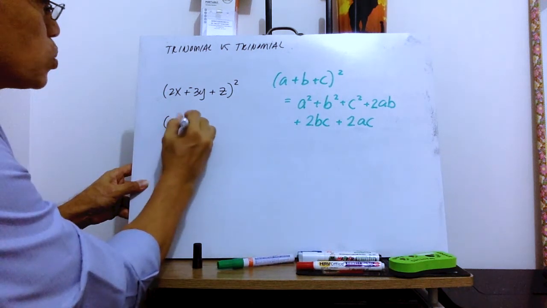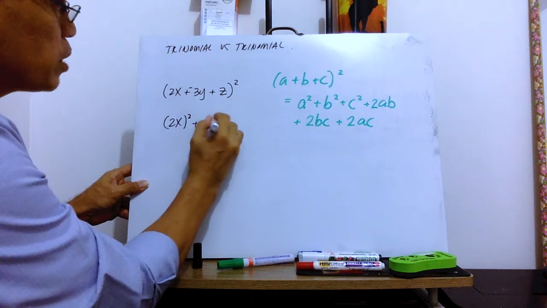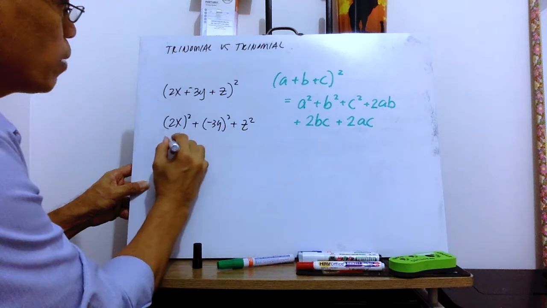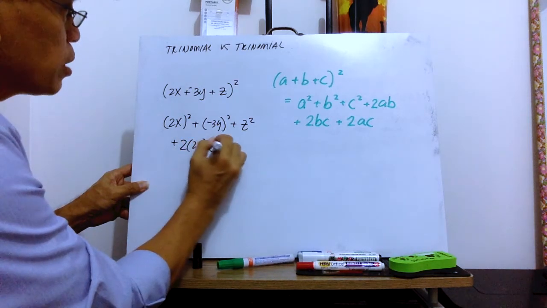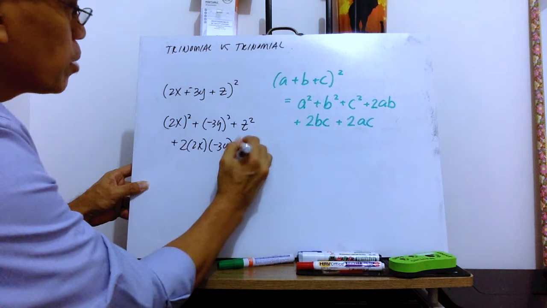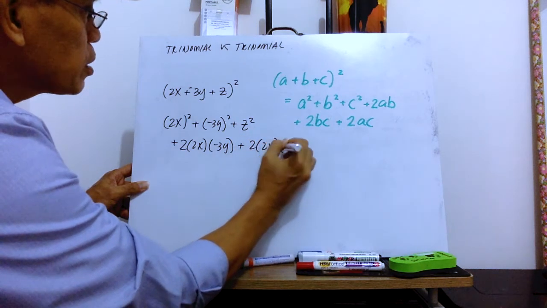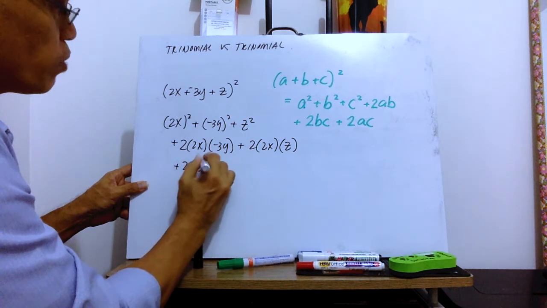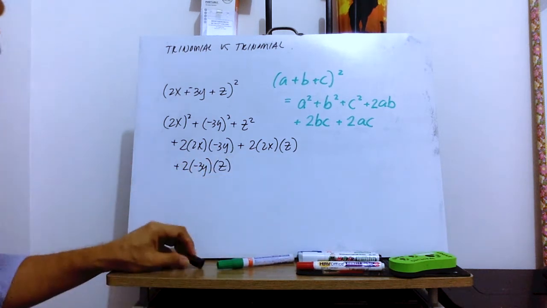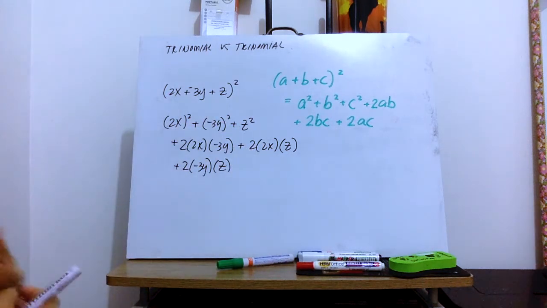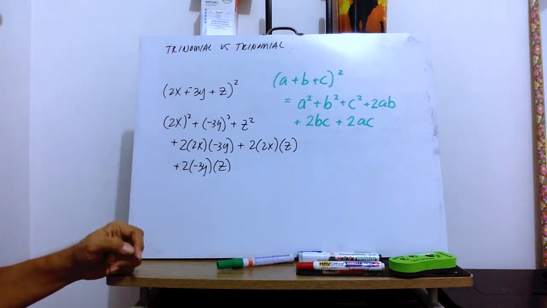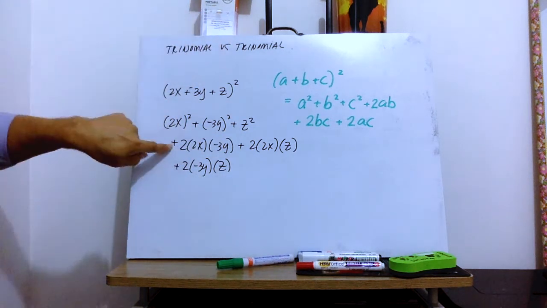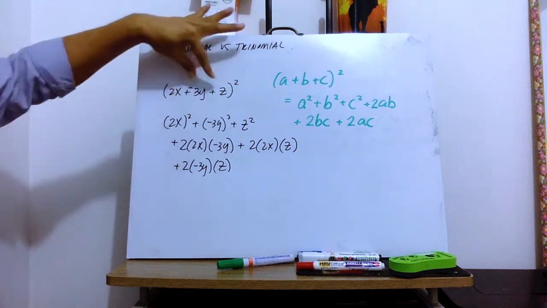Okay, so 2x squared, okay, plus negative 3y squared plus z squared, there, okay, plus 2 times 2x times negative 3y plus 2 times 2x times z plus 2 times negative 3y times z. It's the same thing, right? The only thing is one of the terms is negative. Okay, square this, square that, multiply this 2 times 2, multiply this 2 times 2, multiply this 2 times 2.